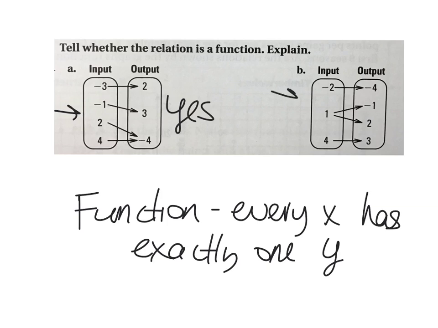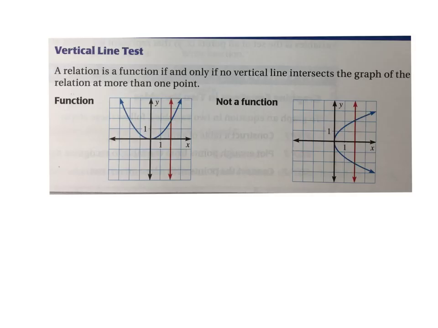If I look at this one, look what's happening with the 1 right here. That one input, or x, is going to 2 outputs, or y, so that would be a no, because one of the inputs has 2 different outputs. It's only a function if every x has 1 y, or every input has exactly 1 output.